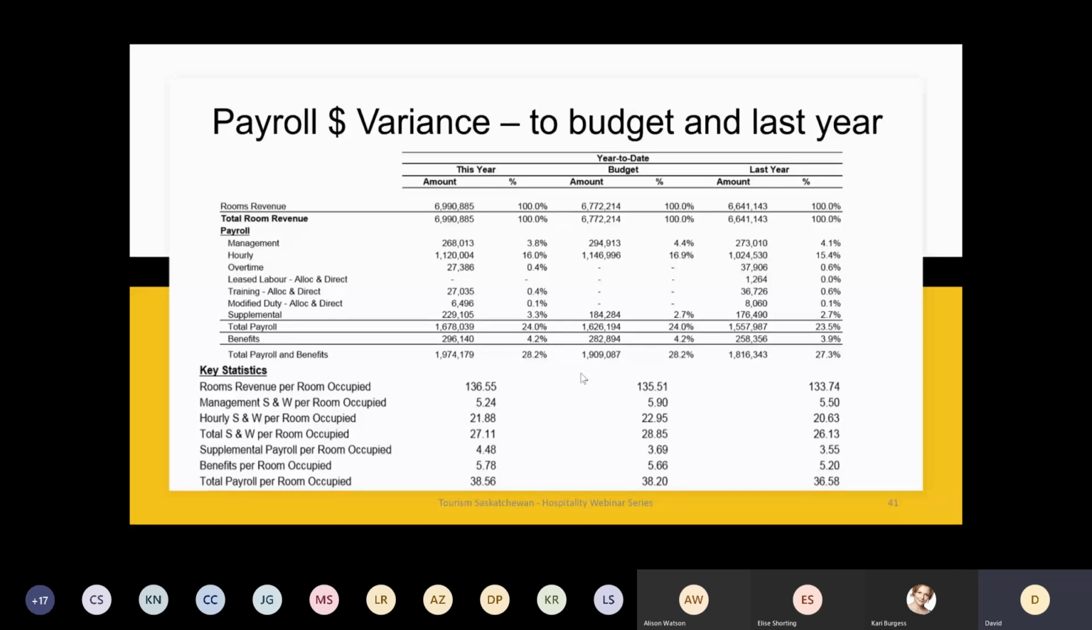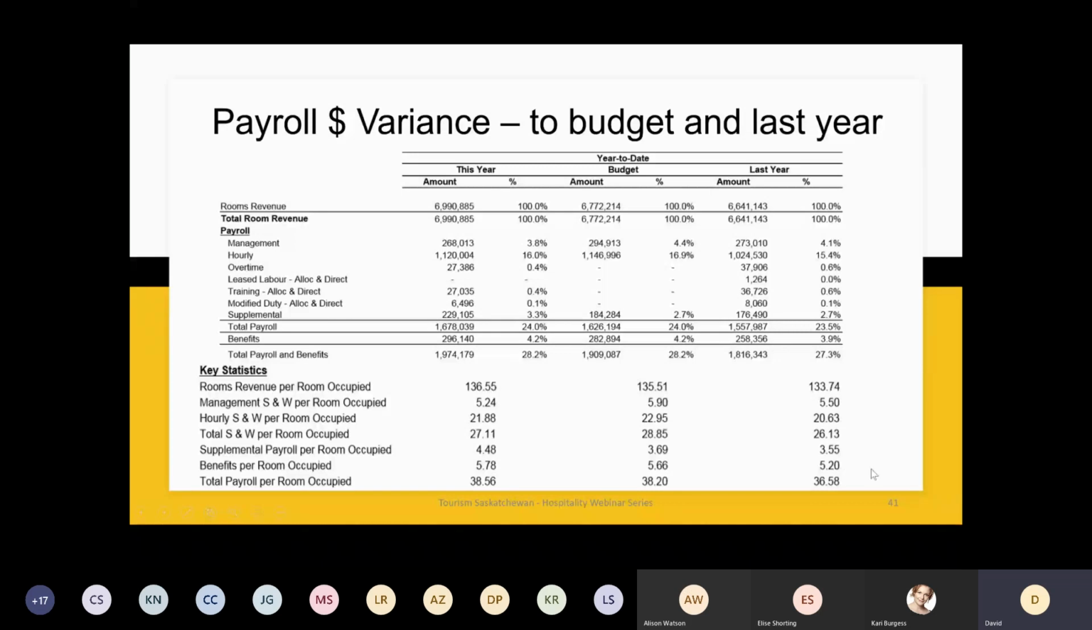In this case, this hotel spent nearly $7 million in payroll for the year. The budget was 6.7. Last year was 6.6. So you can see it's a big increase, $350,000 over last year. And when we look at the revenue per room occupied, it's gone up from 133 to 136. We can then look at the costs per room occupied. But it really doesn't give us the whole picture.